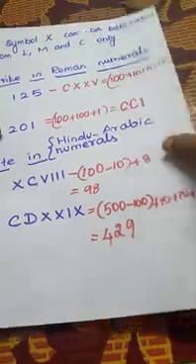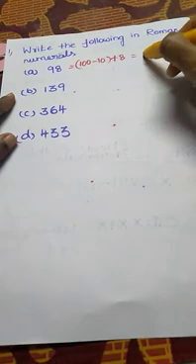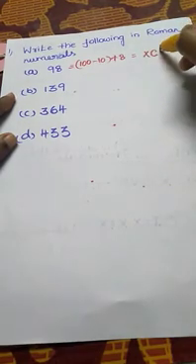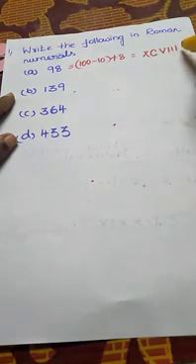The next one. Write the following in Roman numerals. 98, again we have to write. How can we write 98? Actually 100 minus 10 plus 8. What is the value of 100? That is C. To subtract, we have to use the smaller number on the left side of the greater value. That is 100 minus 10. Next we have to add 8. This is XCVIII.